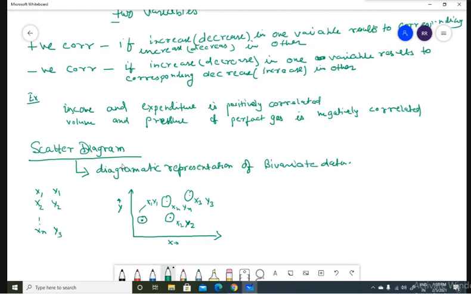So what we do is, values of variables x and y are plotted along the x-axis and y-axis respectively.